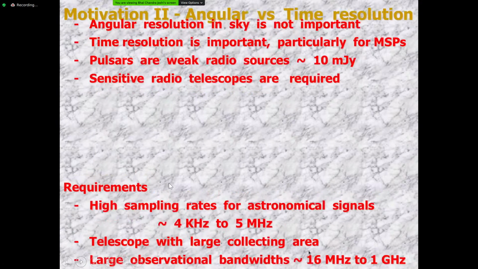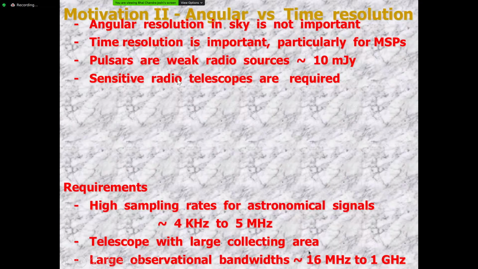In addition to that, most of the time we are looking for high time resolution data. Angular resolution is not so important because pulsars are very tiny compact sources, so they will just look like point sources. But the time resolution is important, especially for a class of pulsars which have millisecond periods and are known as millisecond pulsars. Again, you need high time resolution instrumentation to actually do the science which you want to do.